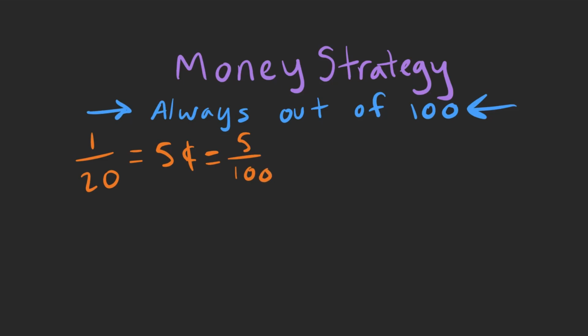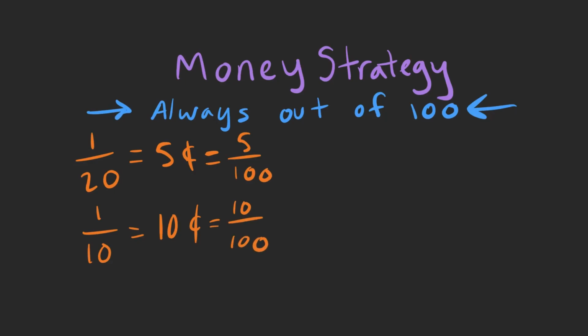We also can show 1/10. 1/10 is like a dime, right? And 10 cents, it takes 10 dimes to make $1. So that would be 10, equal to 10 out of 100.